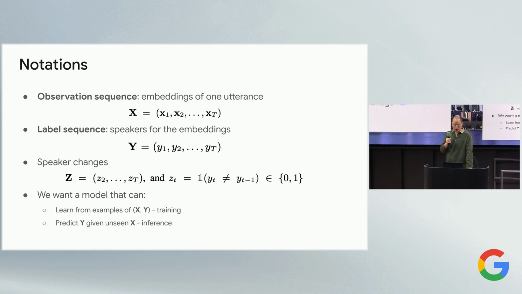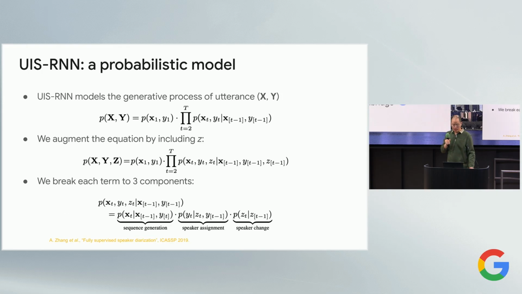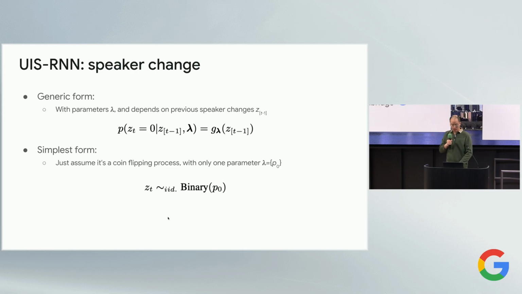And now once the model is trained, given any new and unseen X, the model should be able to predict the Y sequence, and that is the inference. So UISRN is a probabilistic model. We want to model the joint probability between the pair of X and Y. And we break it down into 3 components: the speaker change part, the speaker assignment part, and the sequence generation part.